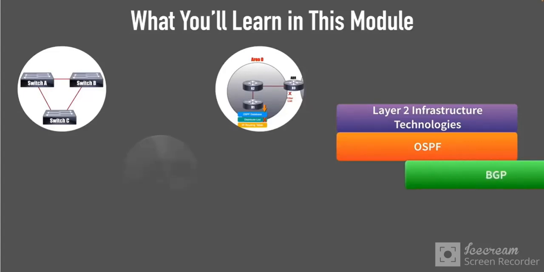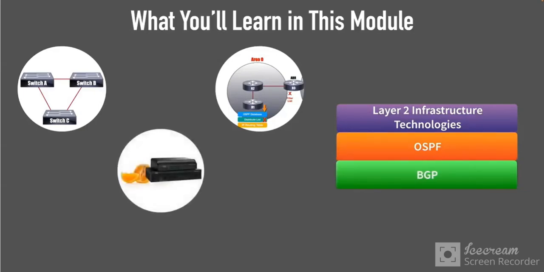Next up is BGP, the Border Gateway Protocol. We'll consider how it makes its path selection decisions and see how to do a basic configuration of BGP.